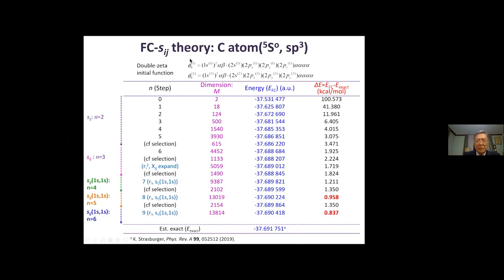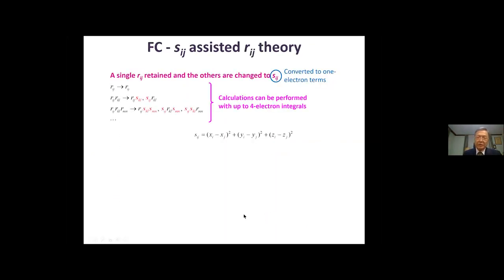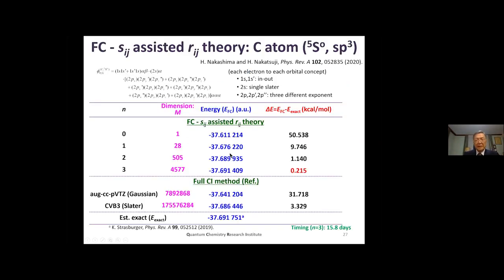This is a result applied to the carbon atom, and we did it in a rather crude way, not a beautiful way, and at the ninth step, we could finally get chemical accuracy with 1-2 electron integrals alone. And before, I said that linear Rij could not get it, but when we combine Rij with Sij, maybe we can get something. And here is the result. At order 3, by combining Sij-assisted Rij, we could get chemical accuracy at order 3, not order 2. But anyway, you could get this result.